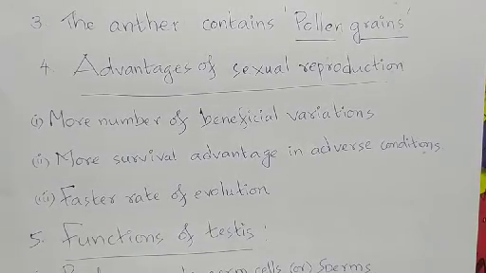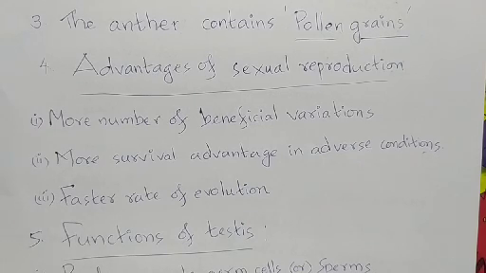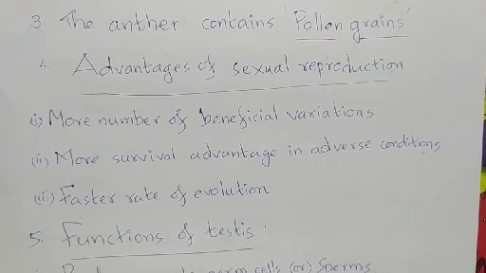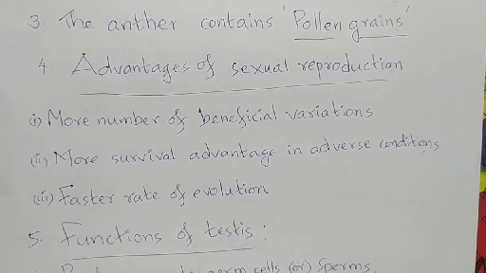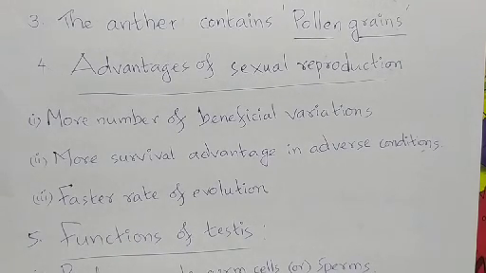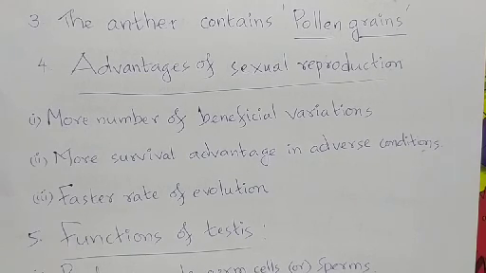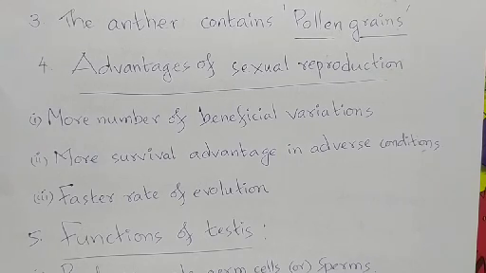Next, what is the basic thing that is responsible for evolution? Variation. By asexual reproduction, the number of variations is less, whereas by sexual reproduction, the number of variations is very high. So, there is a faster rate of evolution by sexual reproduction. These are the advantages of sexual reproduction over asexual reproduction.